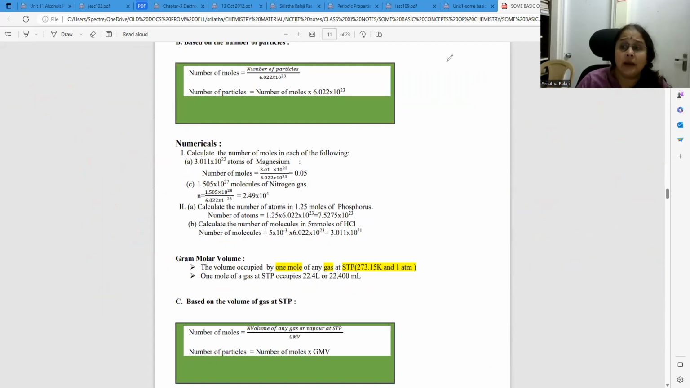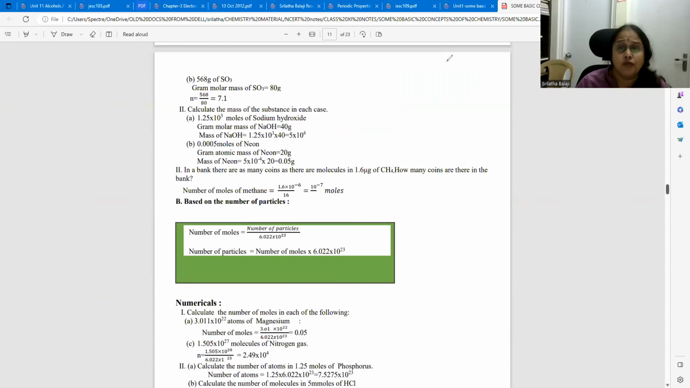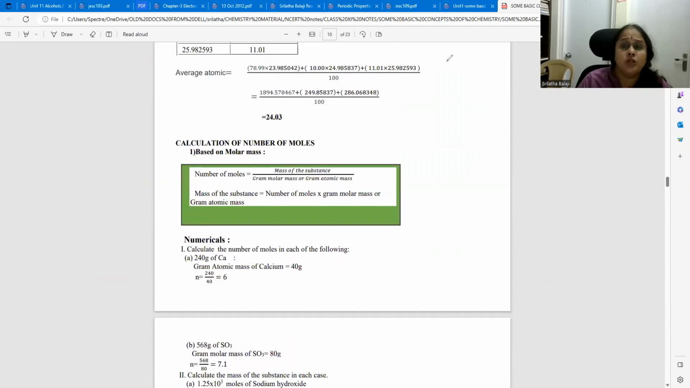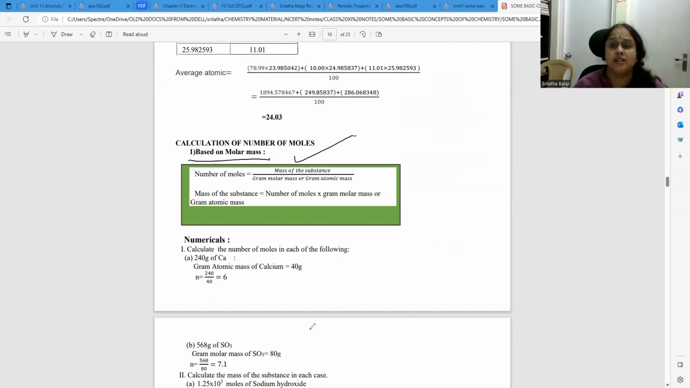So how do you calculate the number of moles? Let's see the three dimensions of the mole I mentioned. First is calculation of moles based on mass. Number of moles is given as mass by molar mass or atomic mass. And from this, what is the mass of the substance? Cross multiply. Number of moles multiplied by gram molar mass or gram atomic mass. Is that clear?